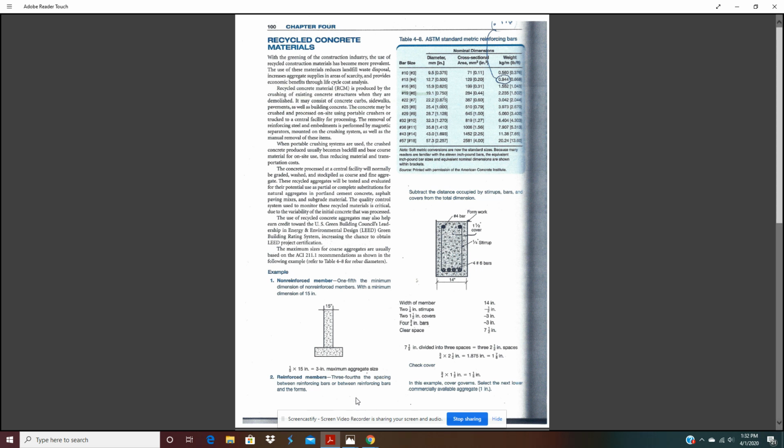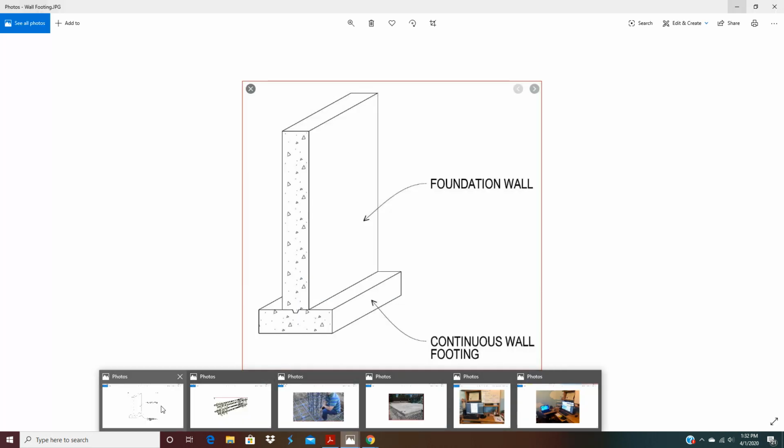We're going to talk about Chapter 4, pages 100 and 101 of the textbook, which is about sizing the maximum size of coarse aggregate. This is an ACI recommendation. The first one is a non-reinforced member, and that's going to be 1/5 of the minimum dimension of the size. So what that looks like would be right here.